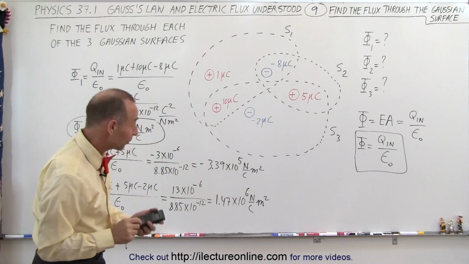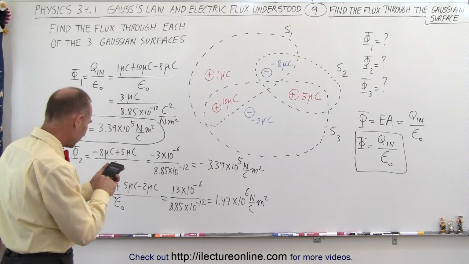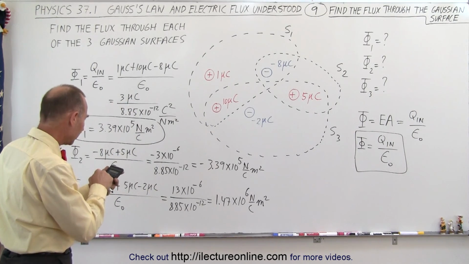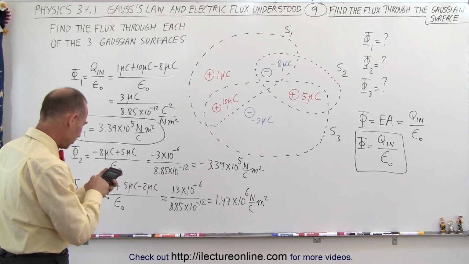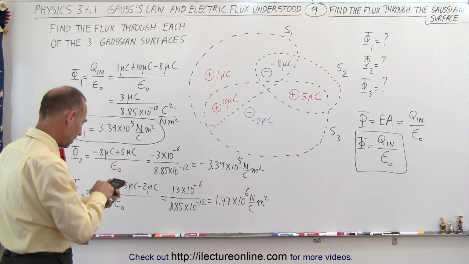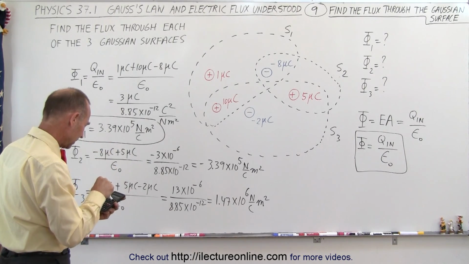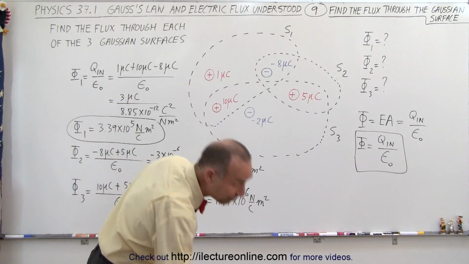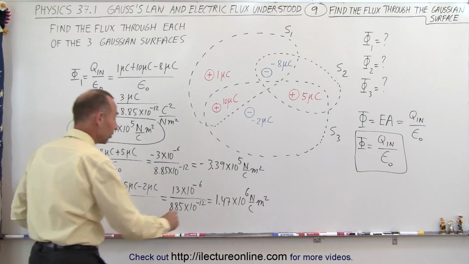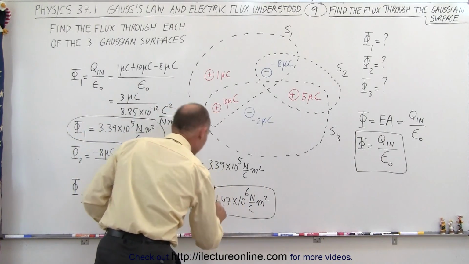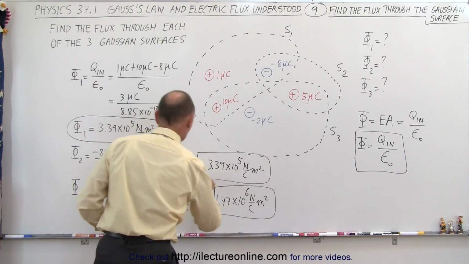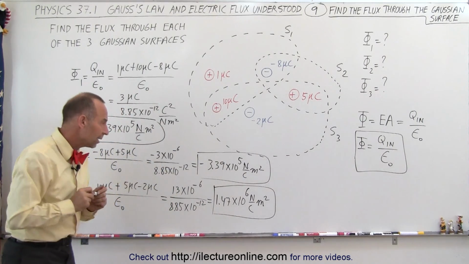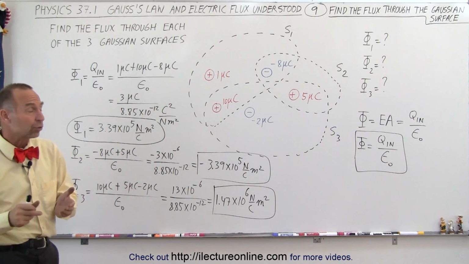Let me quickly do the other calculation again to see what I got here. 3 e to the minus 6 divided by 8.85 e to the minus 12 equals, yes, indeed, that would be 3.39 times 10 to the 5th, not times 10 to the 6th. So good thing that I caught my mistakes. So here are the results of the 3 calculations to find the flux through the surfaces.